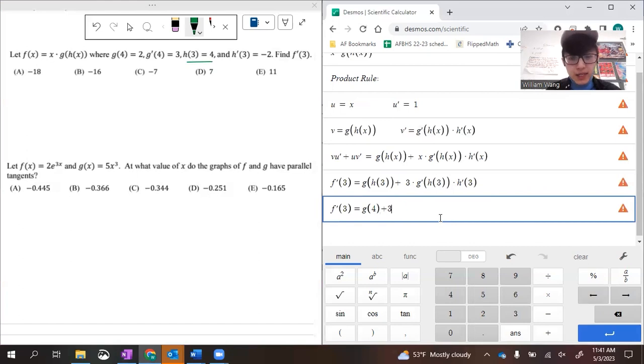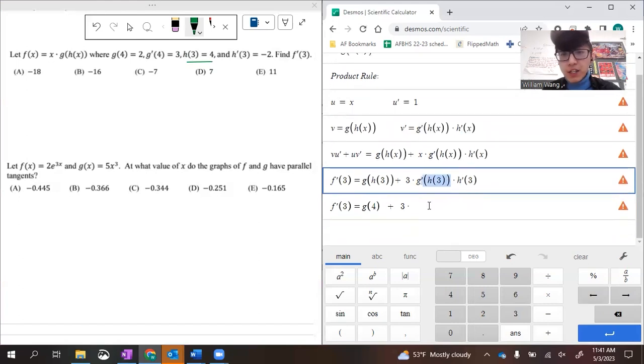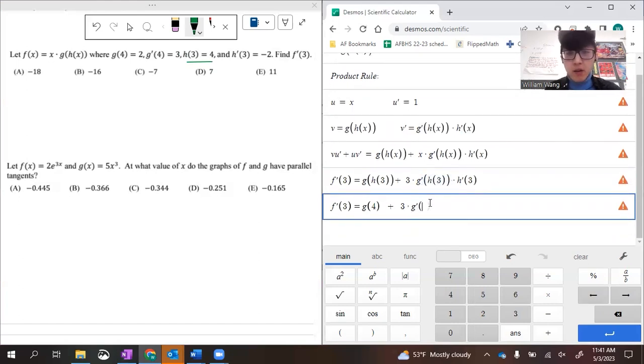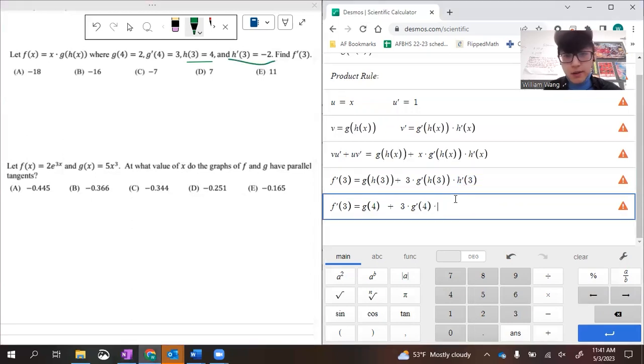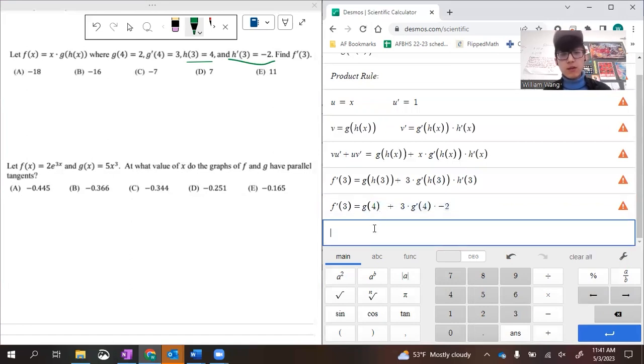Plus 3 times g prime of h of 3. G prime of, well, remember h of 3 again, we said is 4. So I'm going to write 4 times h prime of 3. Do they give us that? Yes, they do. H prime of 3 is -2. So times -2. All right, let's go to the next line and simplify more.